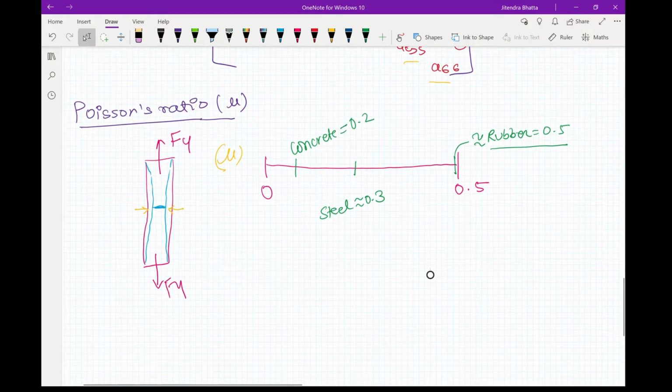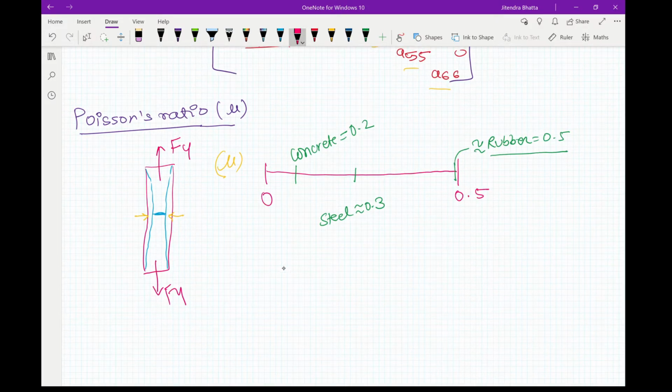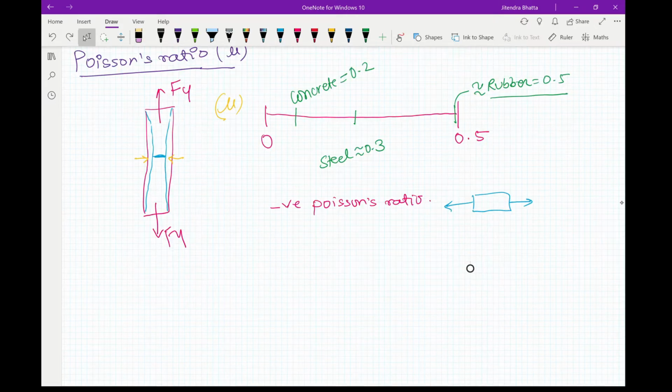And some of the elements have negative Poisson's ratio, which means that when you pull, it will increase in the other direction rather than decreasing. These materials are artificial or engineered.